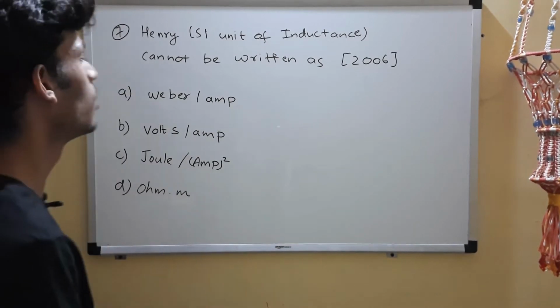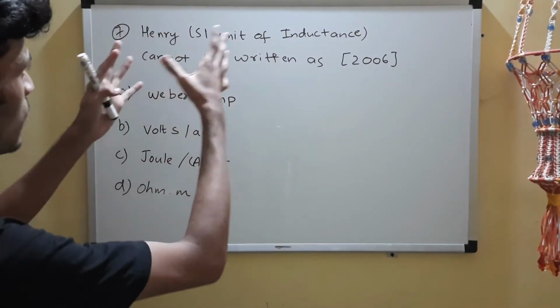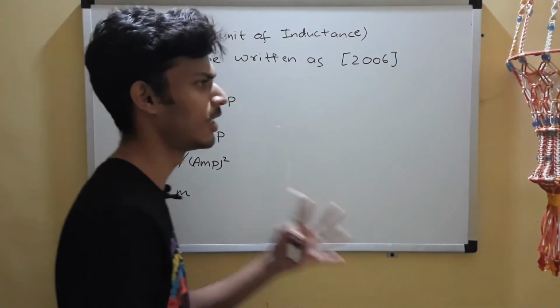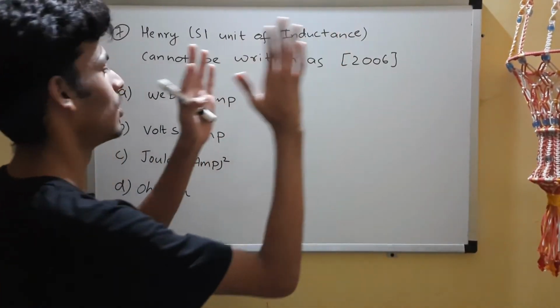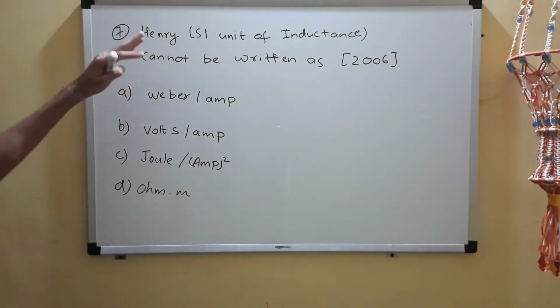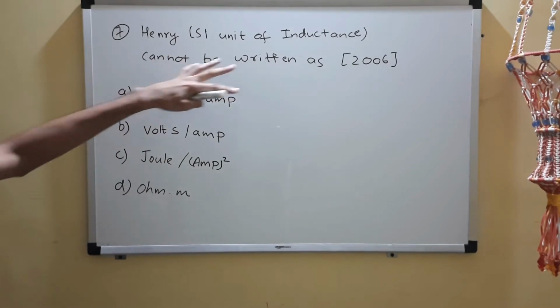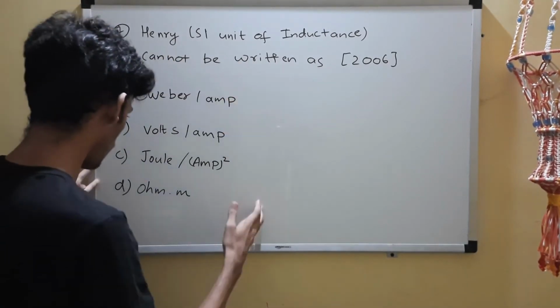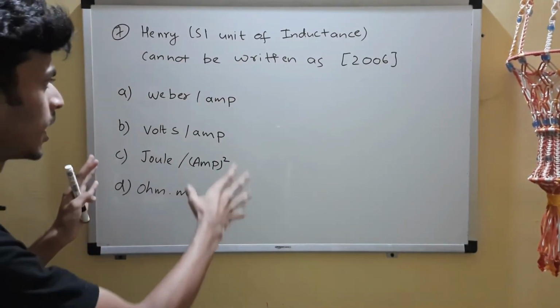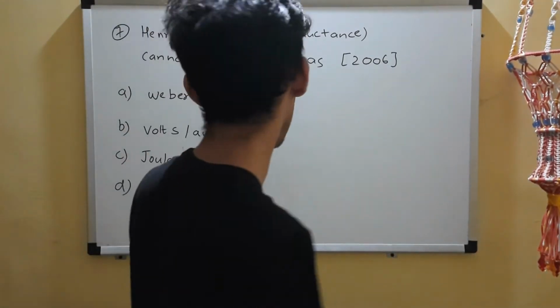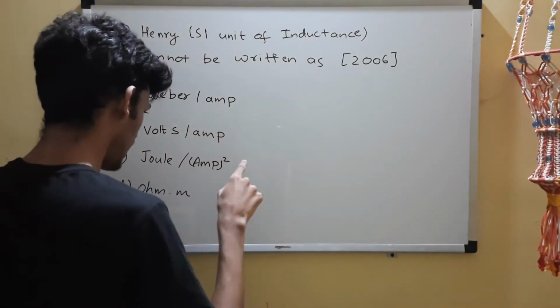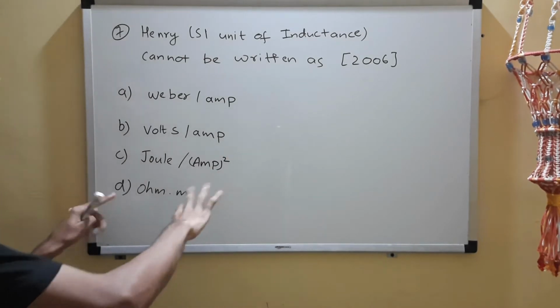So Henry, who is this Henry? Henry is the SI unit of inductance. As you'll know, it's not the neighbor's kid, it's the SI unit of inductance. So Henry cannot be expressed as, or cannot be written as... there are 4 options, and one among them does not represent Henry. So suppose this is Henry, this is Henry, this is Henry, this is not Henry, this is something else, suppose.